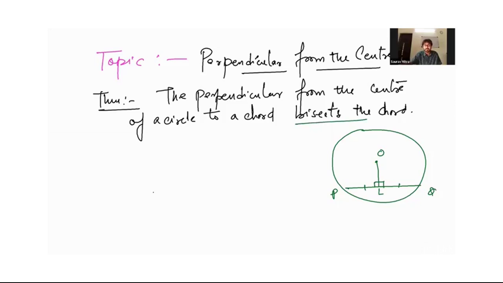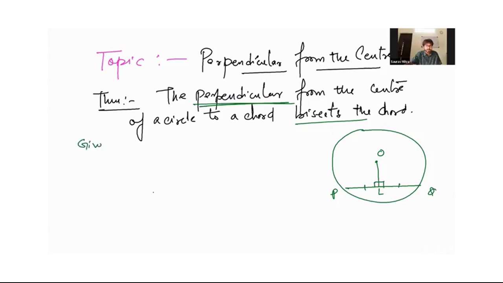That means if a line is drawn from the center to the chord perpendicular, that line should be perpendicular, more precisely, it should be perpendicular. Then this line PQ will be bisected. That means it will be divided into two equal parts. So let's start the proof.